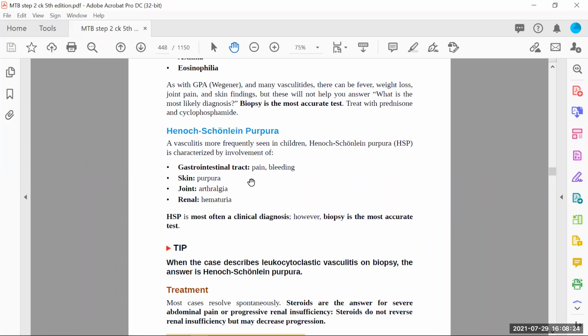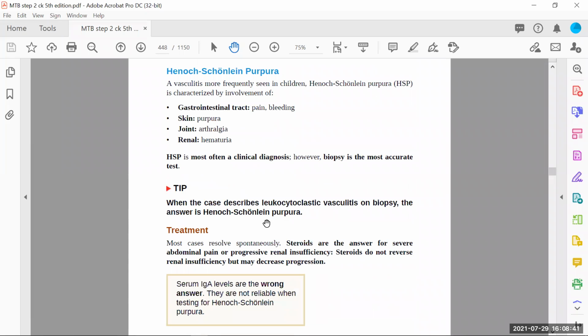So this Henoch-Schonlein purpura is most often a clinical diagnosis. However, biopsy is the most accurate test, when we exactly come to know, okay, the cause is only the vasculitis, because we won't find anything on CBC, and we don't find anything on lab investigations. Now, when the case describes leukocytoclastic vasculitis on biopsy, the answer is Henoch-Schonlein purpura.